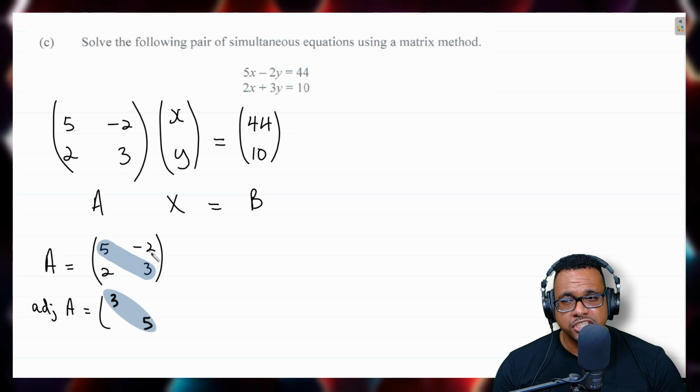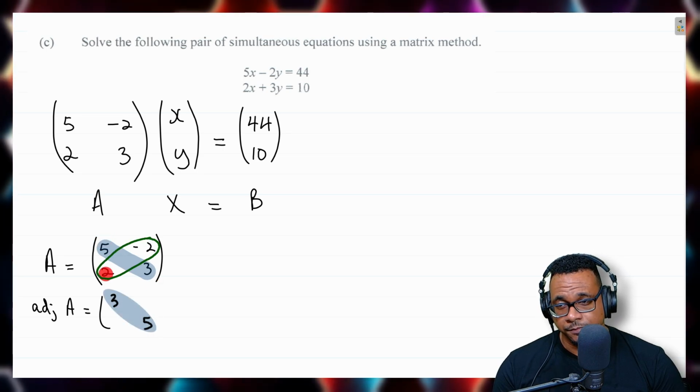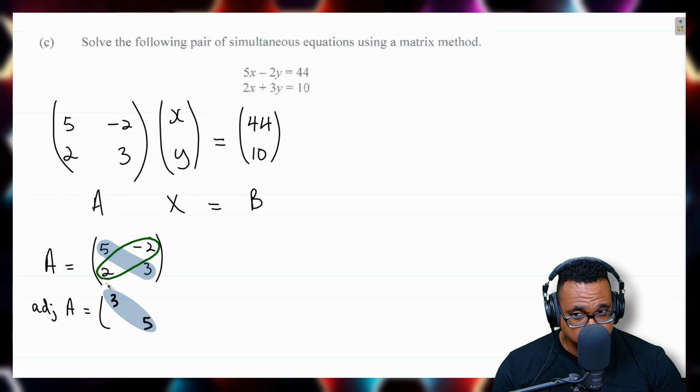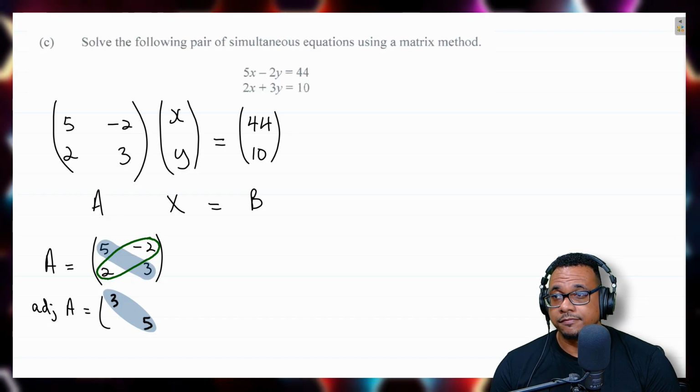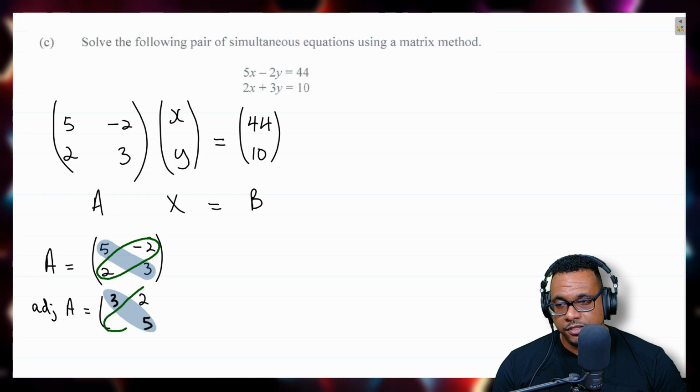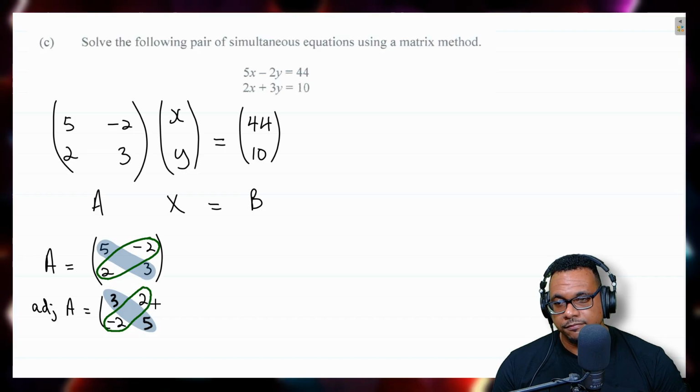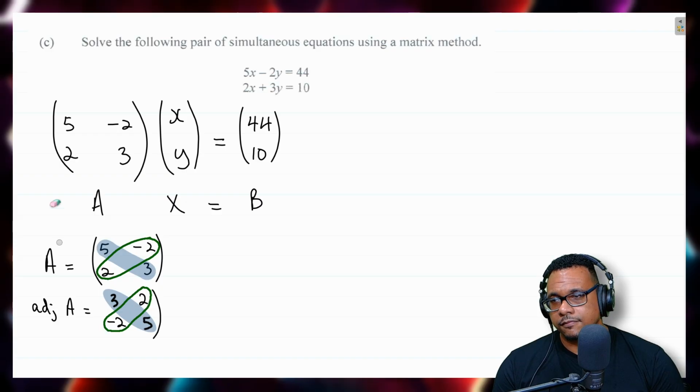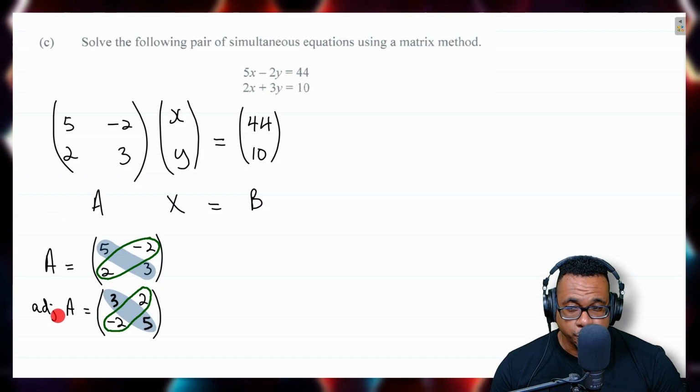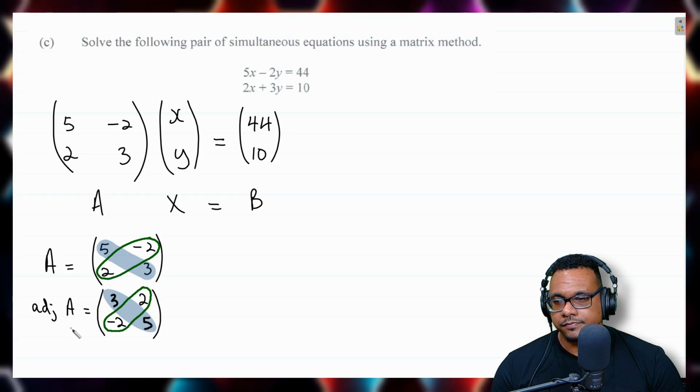And then what we want to do is change the signs on the non-leading diagonal. So this negative 2 becomes positive and this 2 down here becomes negative. So we're going to have a positive 2 on top here and a negative 2 below here. Let's make the bracket a bit better here. So now this is the adjoint of our coefficient matrix.